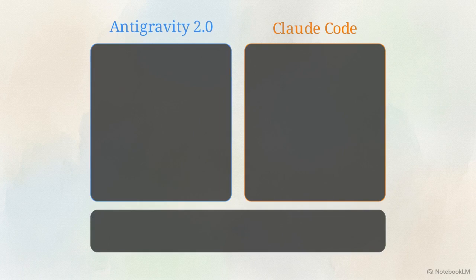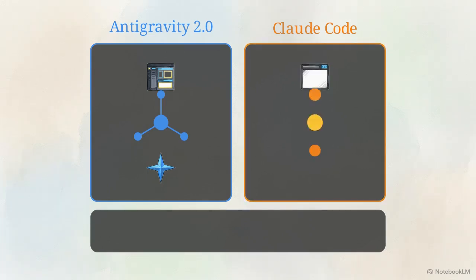This comparison table establishes the baseline. On the left, Google Antigravity 2.0 relies on a VS Code interface, multi-agent orchestration, and the Gemini model. On the right, Claude Code is entirely terminal-based, executes tasks sequentially, and runs on Claude. Both start at that $20 base.